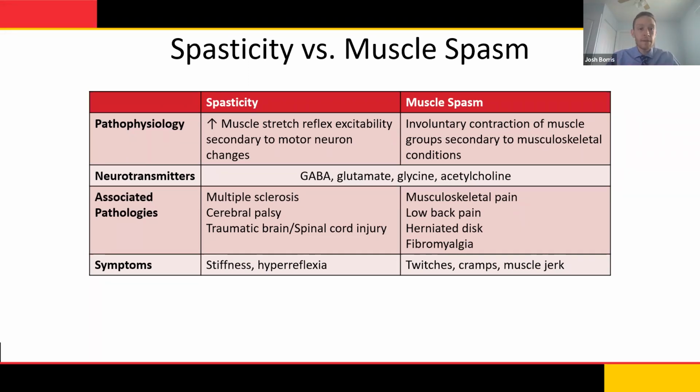For symptoms, specifically with spasticity, we see stiffness and hyperreflexia, as opposed to muscle spasm, where you see the twitches, the cramps, the muscle jerks. Patients could really point out, oh, my muscles feel like they're really spasming, like they're contracting very rapidly, is kind of what we're seeing.